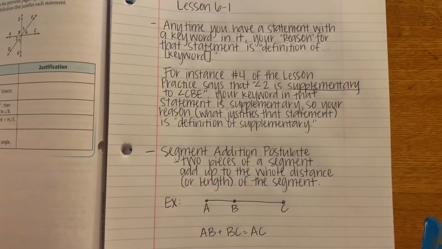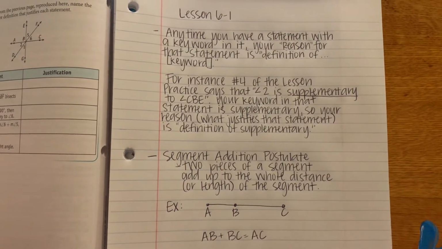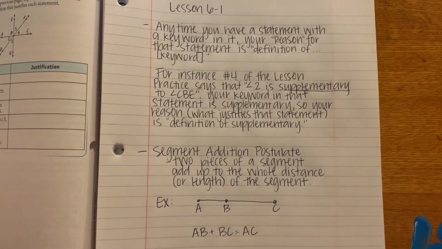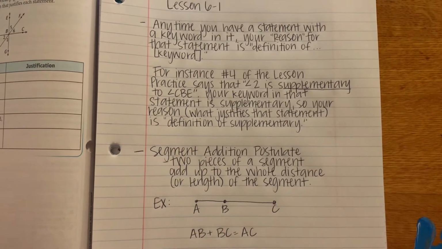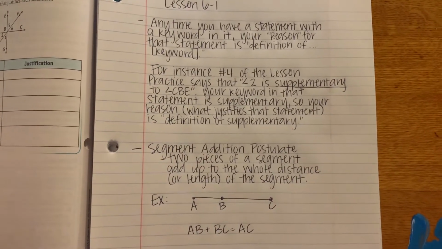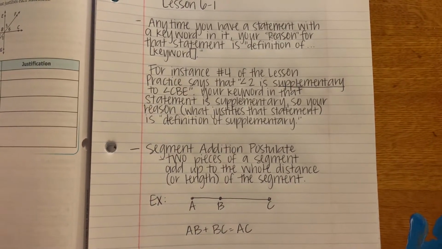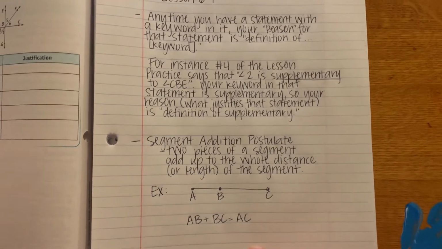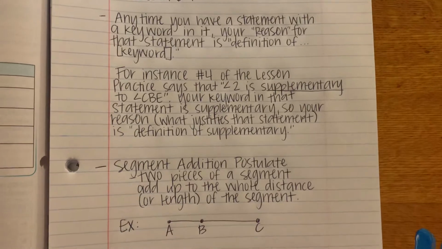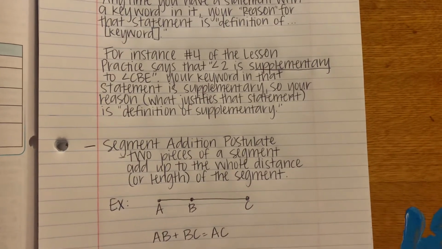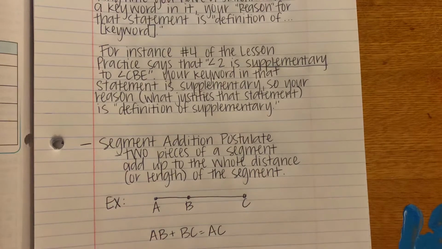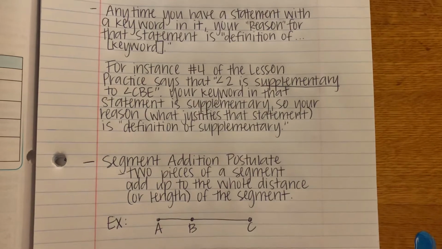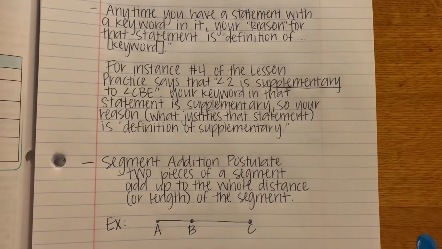Okay, here's a quick overview of lesson 6.1. Anytime you have a statement with a key word in it, your reason for that, if you have to justify it for whatever reason, or if you're writing a 2-column proof, is always definition of, and then whatever that key word is. For instance, number 4 on the lesson practice on page 65 says, angle 2 is supplementary to angle CBE. So your key word in that statement is supplementary, so your reason, or what justifies that statement, is definition of supplementary.